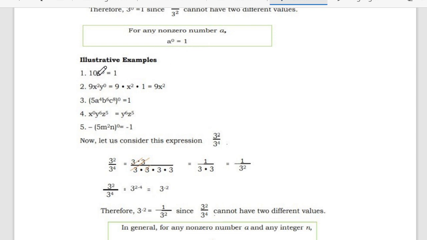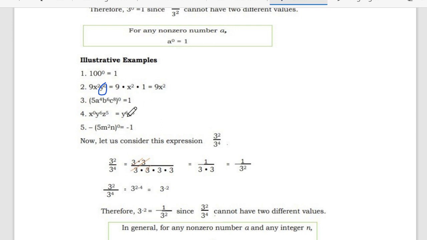So for example, we have illustrative examples here. 100 raised to 0 is 1. 9 times x squared, we can expand this as 9 times x squared times y raised to 0, and y raised to 0 is 1. So therefore, your answer is just 9x squared. The y raised to 0 is gone because y raised to 0 is 1. That is from here, that any non-zero number a raised to 0 is 1.